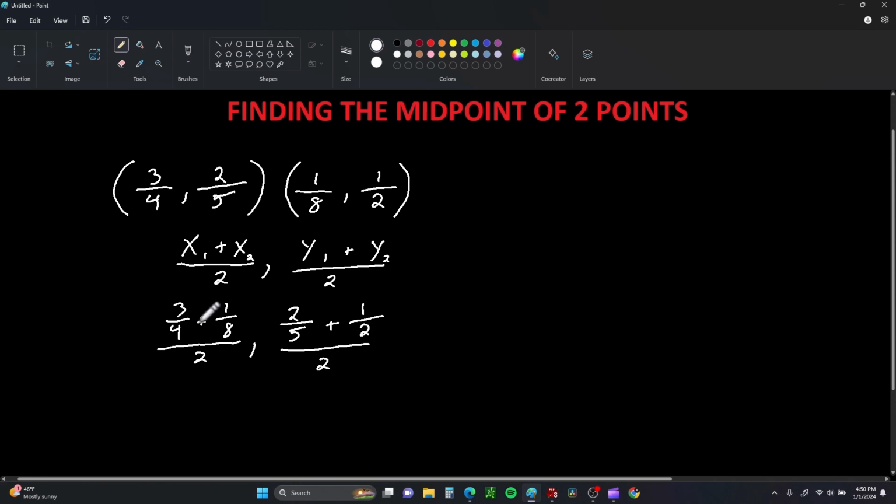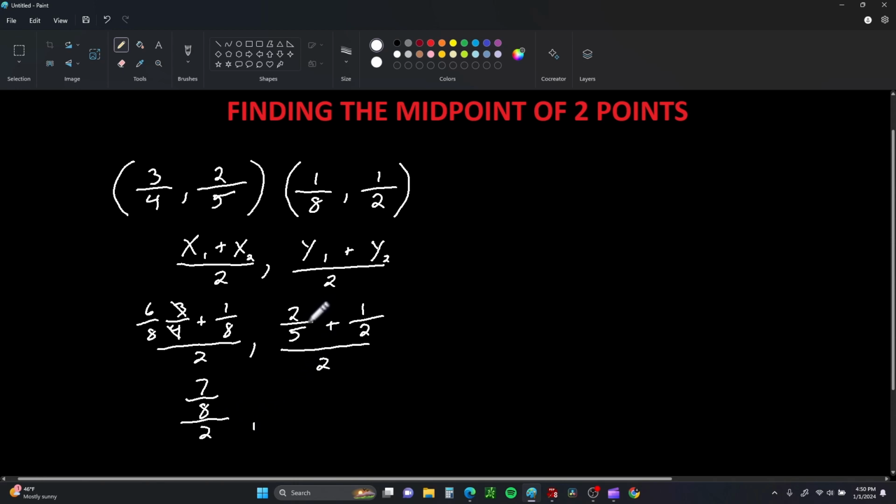Now, in order to add these two fractions together, I want to change this one. We use 8 as my common denominator. So if this is times 2, this is times 2. So this would be 6/8 plus 1/8. This would become an 8. That's times 2. So this would be 6/8 plus 1/8 is 7/8 divided by 2.